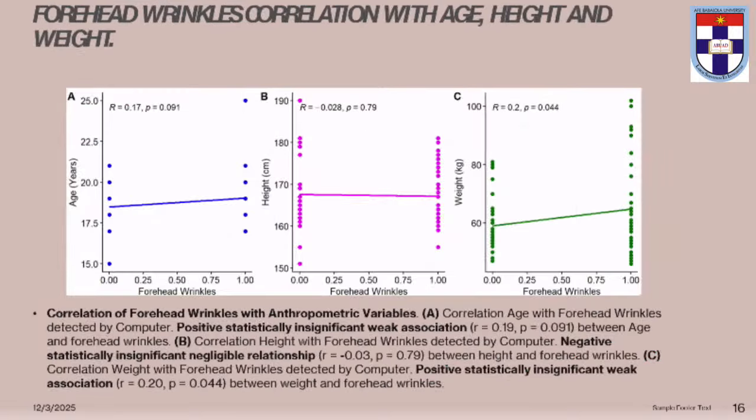Forehead wrinkle correlation with age, with height, and with weight. These are the expressions that stood out. What is standing out in this graph is this figure. It is significant from looking at the p-value, that's 0.044. It is statistically significant and shows that weight has a relationship with forehead wrinkle onset.